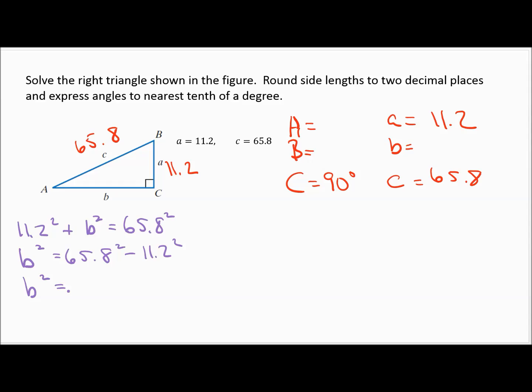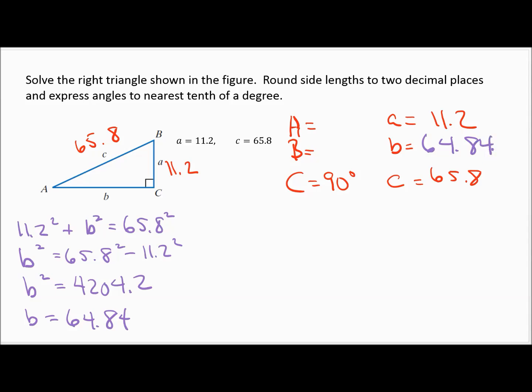So 65.8 squared minus 11.2 squared gives me 4,204.2. Not rounded. Don't round in the middle of this. That's not the way to go. You don't round until the very end. Now take the square root of that, and I get an answer of 64.84. Remember, that's a side length. So side B is 64.84.